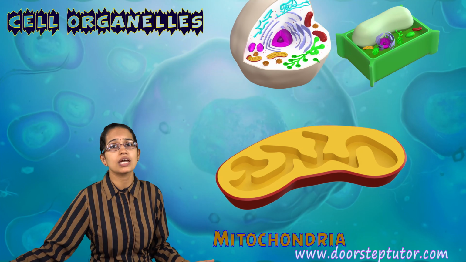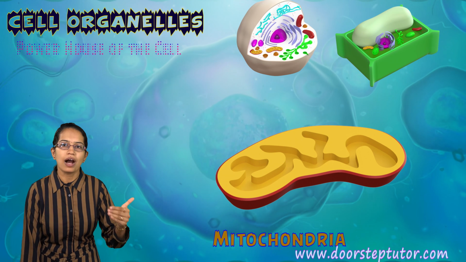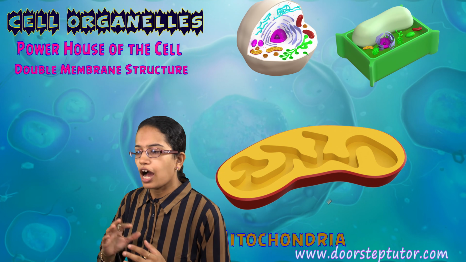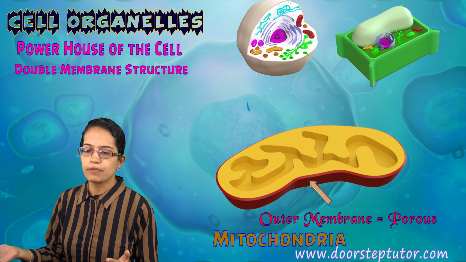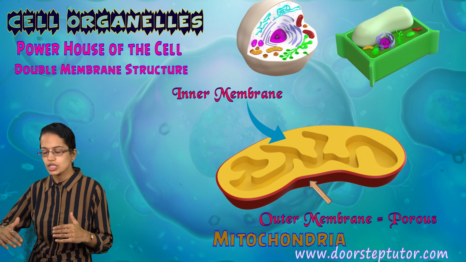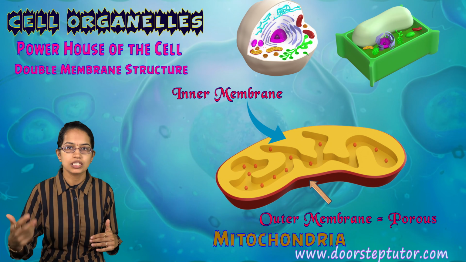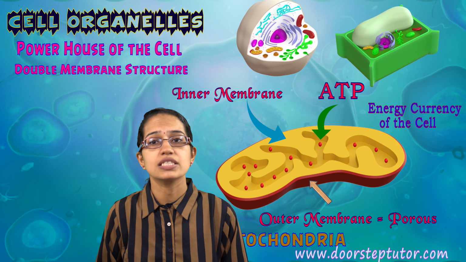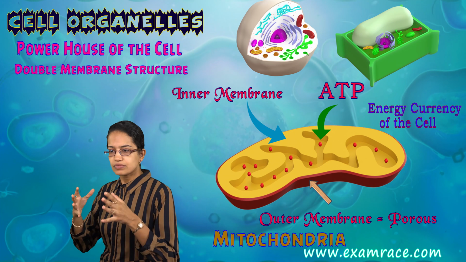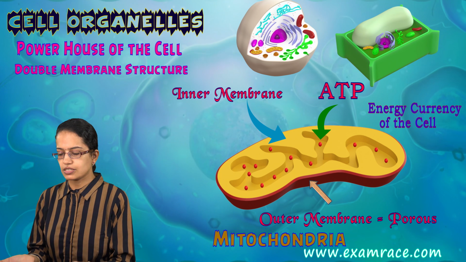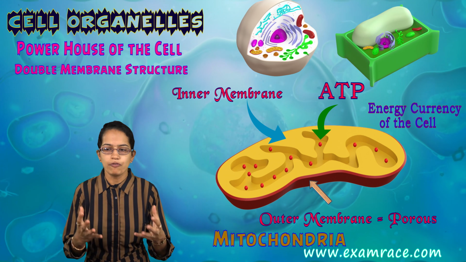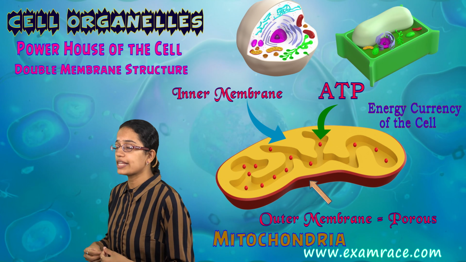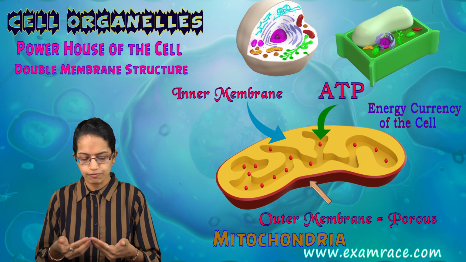The next is mitochondria. Mitochondria is called the powerhouse of the cell. Now what actually happens, it's a double membrane structure. The outer membrane is relatively porous and the inner membrane has numerous folds. These folds are responsible for the generation of ATP. Once the ATP is generated, this ATP is what is known as the energy currency of the cell. And the body uses this energy for making new compounds that are required for the body or any kind of mechanical work that is required for the body.